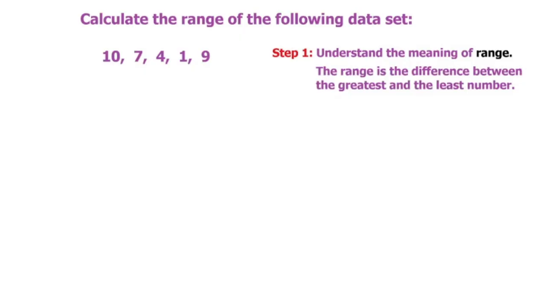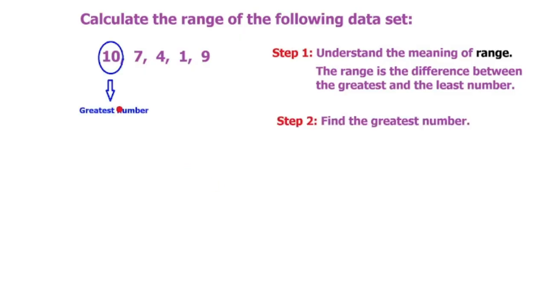So now let's find the greatest number in this data set. If we take a look, we'll see that 10 is the greatest number out of all these. Now let's find the least number. The least number is 1.